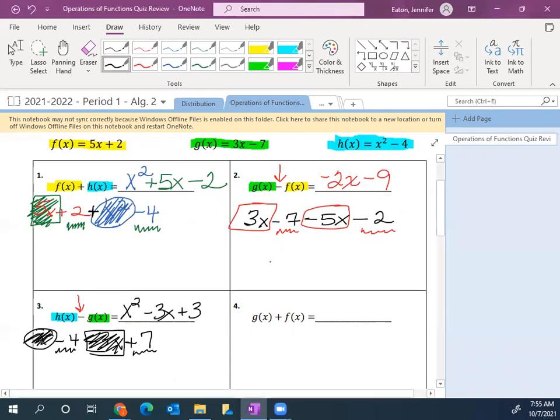All right, number 4, we're going to add these two together. So I'm looking here. I have a g of x, that's the green one. And I have my f of x, that's my yellow one. So you write your g of x equation.